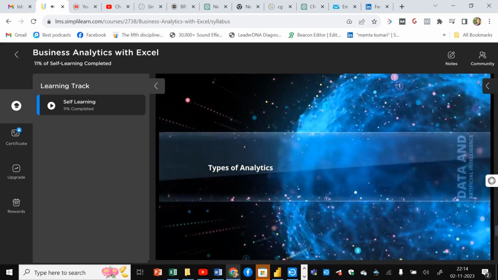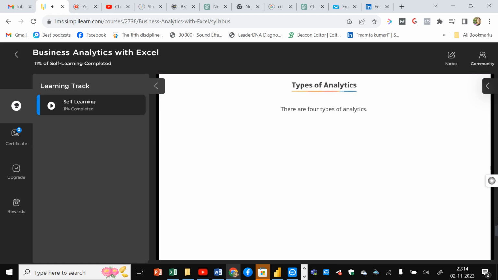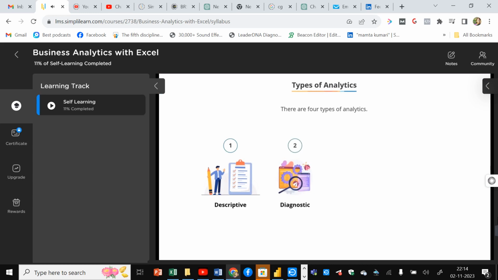Now, let us learn about types of analytics. There are 4 distinct types of analytics. Descriptive, which explains what has happened; diagnostic, which states why it happened; predictive, which depicts what could happen; and prescriptive, which talks about what should happen. Here, we will learn about these types in detail, one by one.